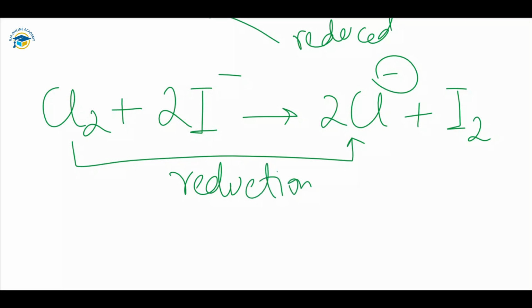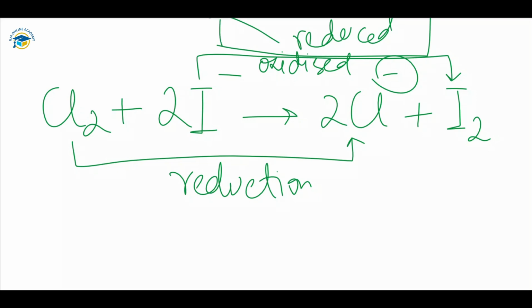And iodine, from I minus it becomes I2. So that means electrons are donated or lost from the iodide ion to form the iodine. So iodide ions have lost the electrons to form the iodine and now they have been oxidized. They have been oxidized. Okay. So you can see from this example of the redox reactions that it involves the loss and gain of electrons.